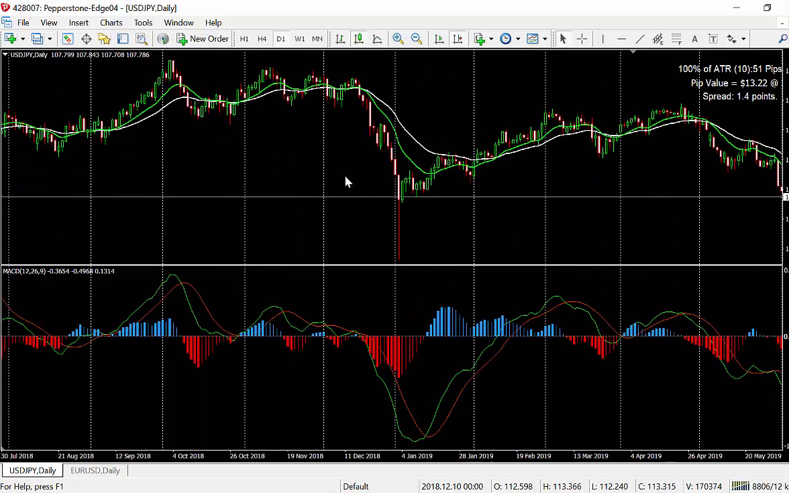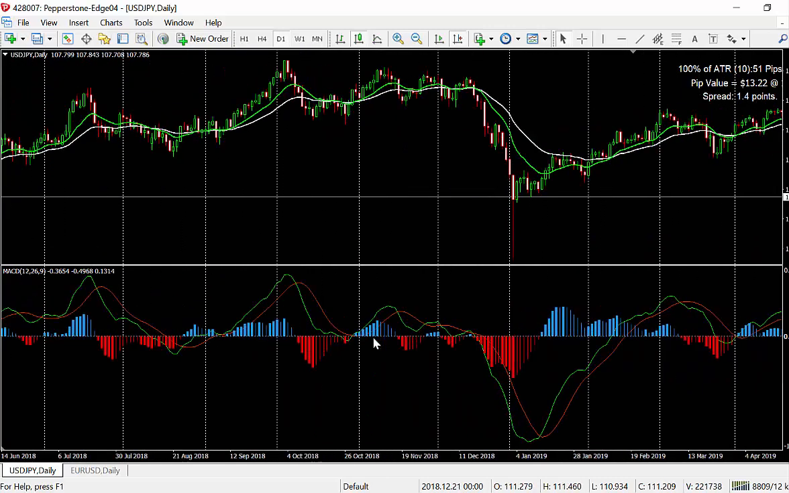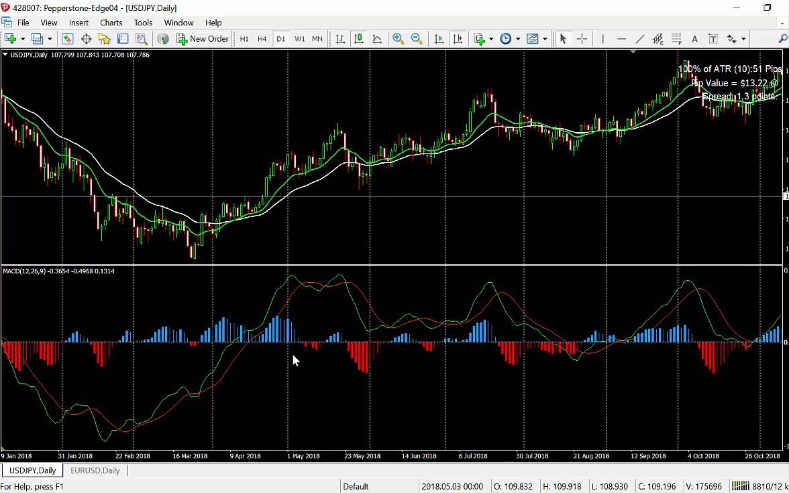The second thing was this idea of a knot. Whenever the MACD line gets close to the signal line and it just opens up again and moves in the same direction, that's the idea of a knot. As you can see, we have one there and the market moved very well.